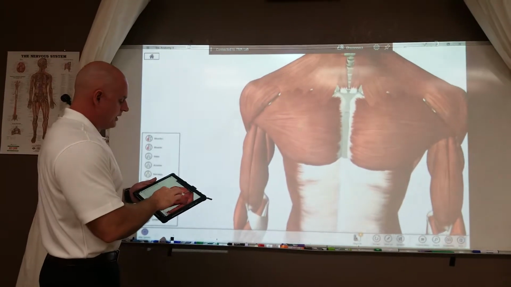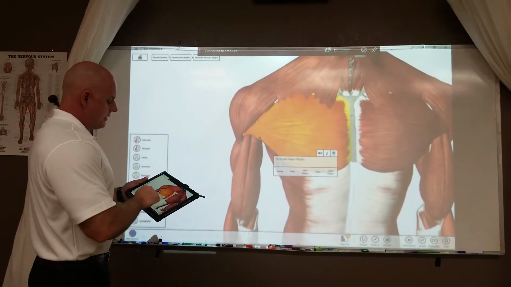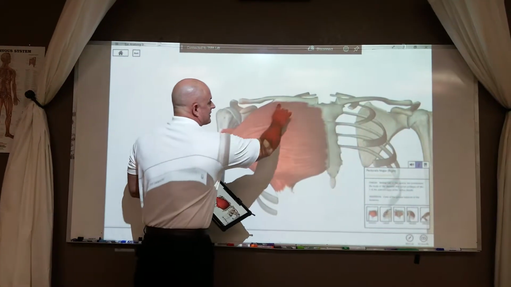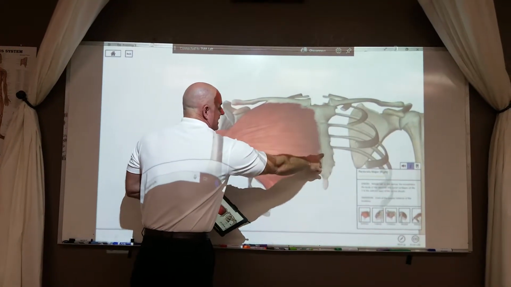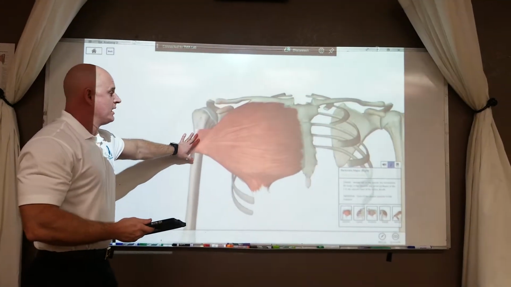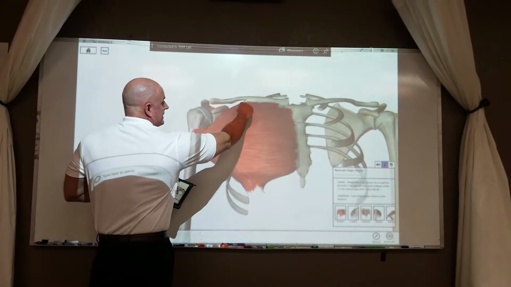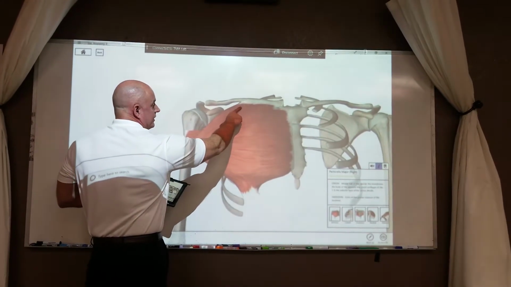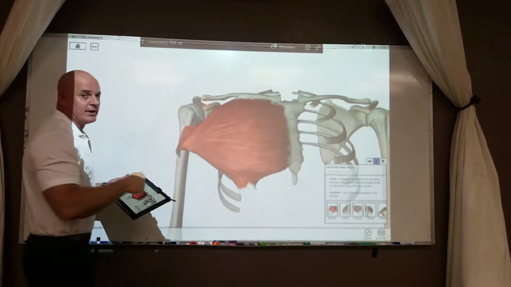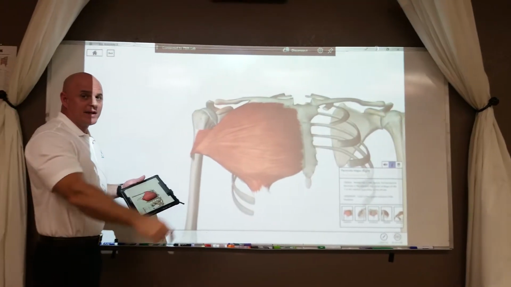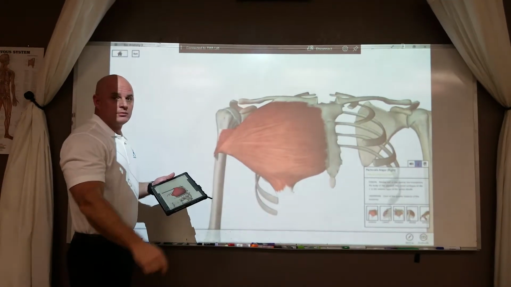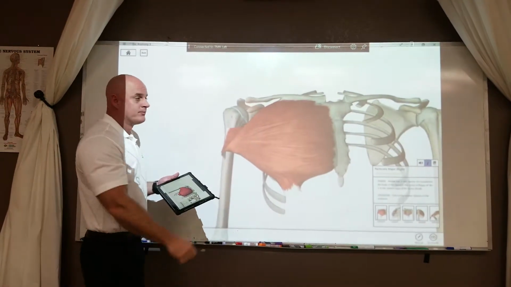How about our pec? So this is our pec major. See, all the fibers are attached on the medial third of the clavicle, the sternum, and ribs 1 through 6, attached down to the humerus. If we were to once again pinch or pull using our line of pull, what type of action would happen at the GH joint? It's going to do flexion for the upper fibers, flexion, and horizontal adduction.